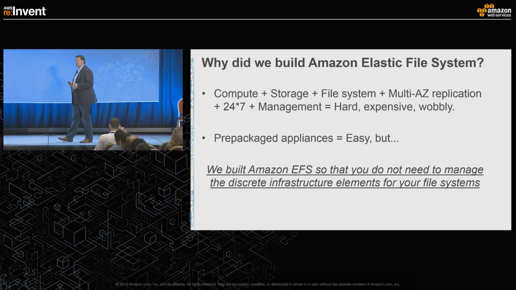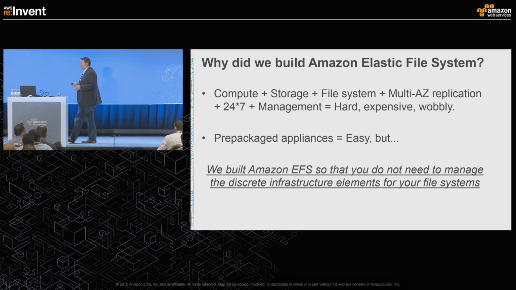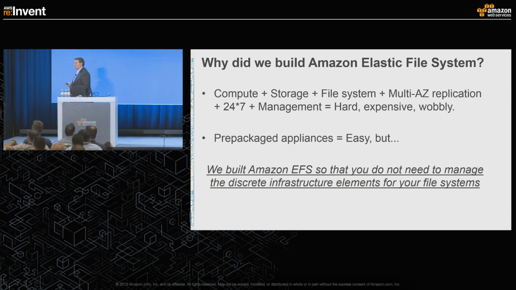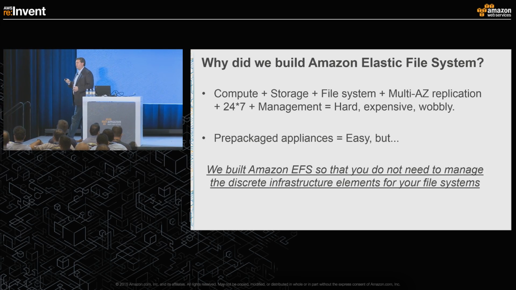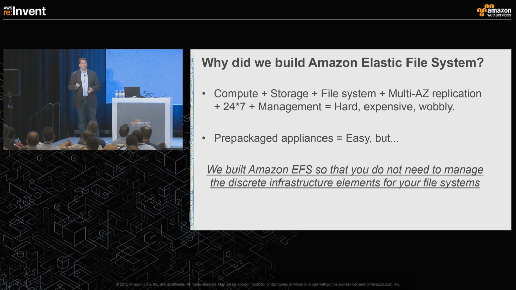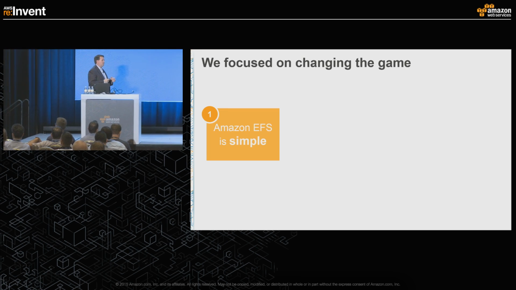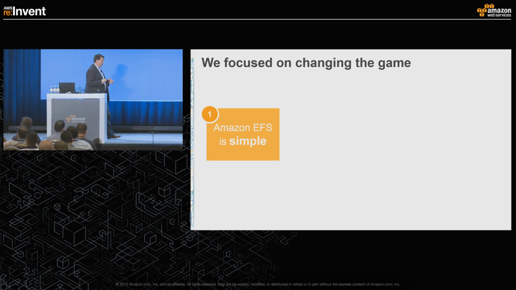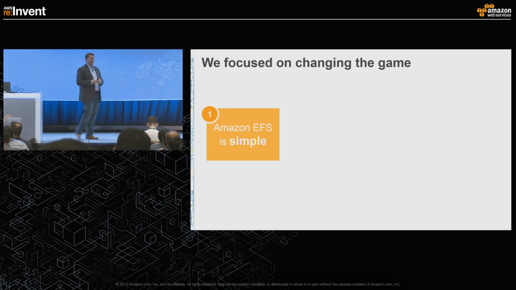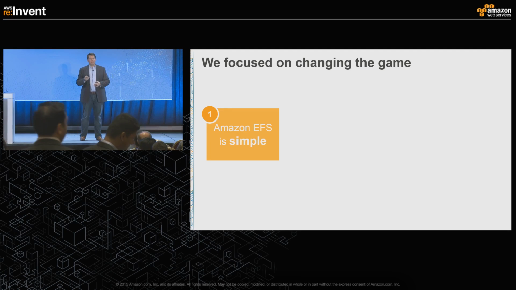And there's other alternatives as well, which are really prepackaged appliances that are being deployed through many different vehicles. Easy, but there's a lot of caveats that go with it, especially at scale. And we built EFS so that you don't need to manage the infrastructure bits associated with file systems. But we didn't want to take an approach that we were just adding incremental capabilities. We wanted to take an approach where we were changing the game and delivering asymmetric capabilities for you.